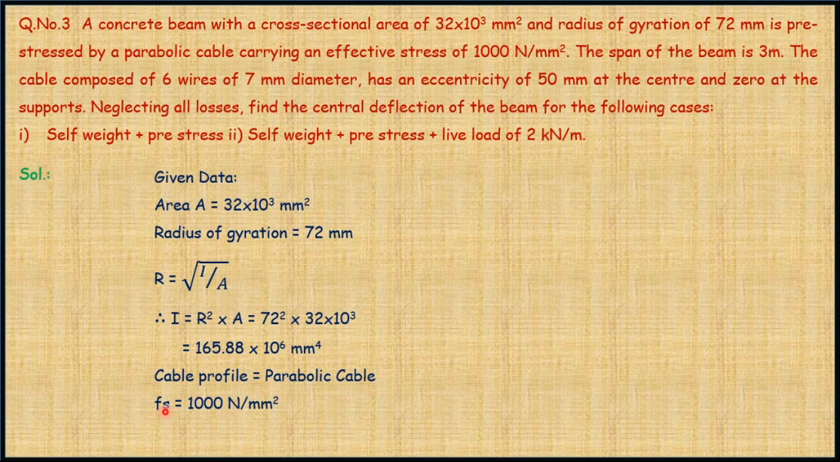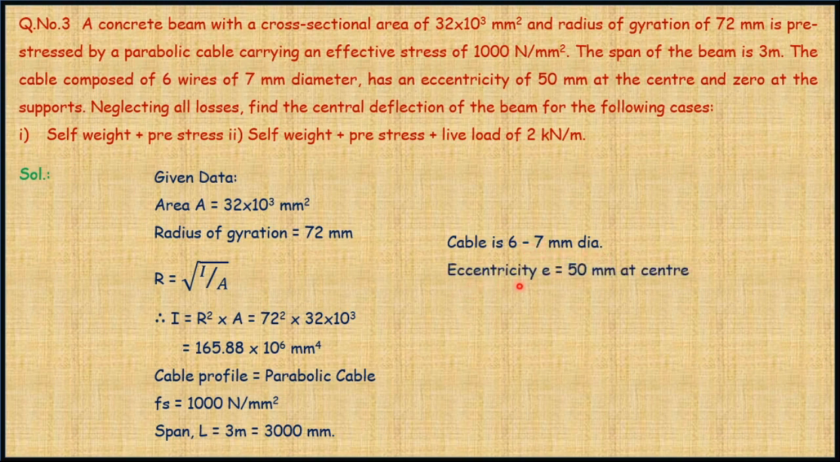Fs, the stress in the cable, is 1000 Newton per mm square. Span is how much? 3 meters, so L equals 3000 mm. The cable is 6 numbers, 7 mm diameter. Eccentricity e equals 50 mm at center, e equals 0 at supports. Then live load Q equals 2 kilonewton per meter, the live load acting on the member. So 2 kilonewton per meter means it is a UDL acting on the member.